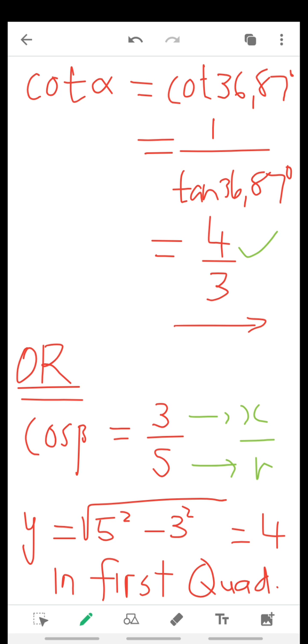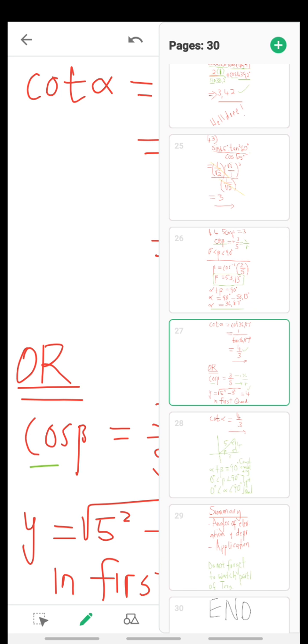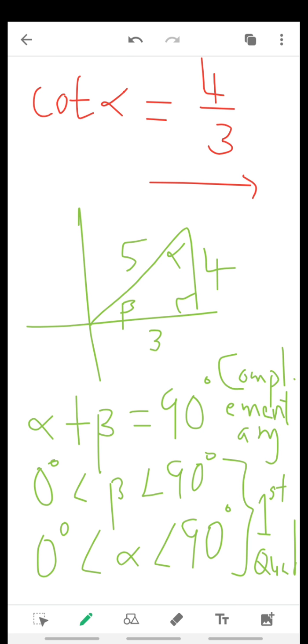But the other easiest way is, I'm given that 5 cos beta minus 3 equals 0, therefore cos beta equals 3 over 5. Then I've checked, what do I have? I've got x, I've got r, therefore I found y. And why did I say y is equal to 4 only, not plus or minus? That's because I'm in the first quadrant.